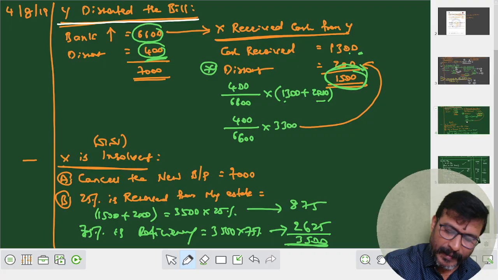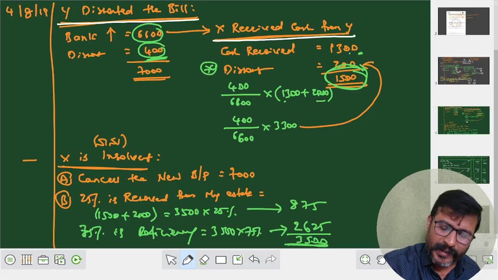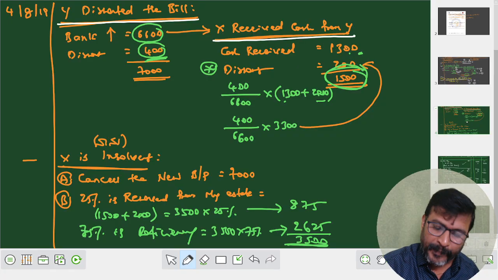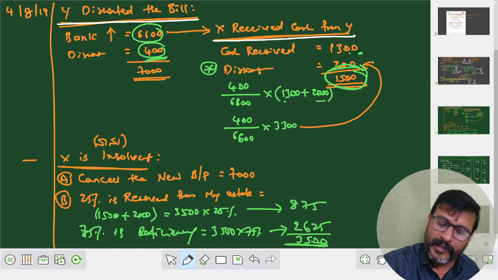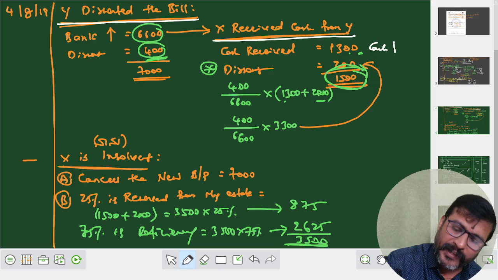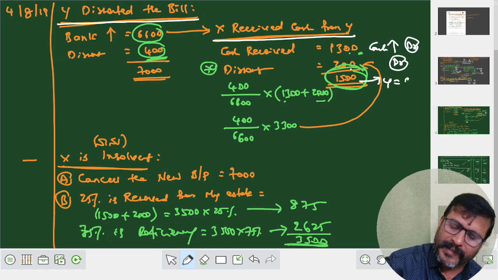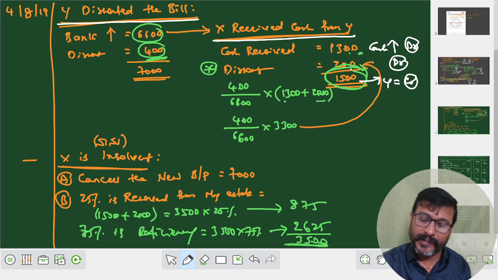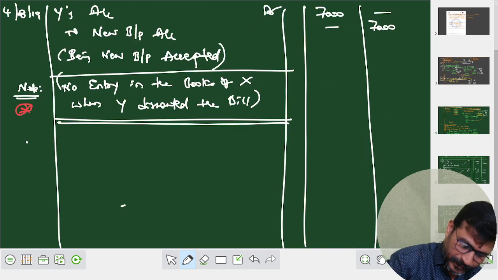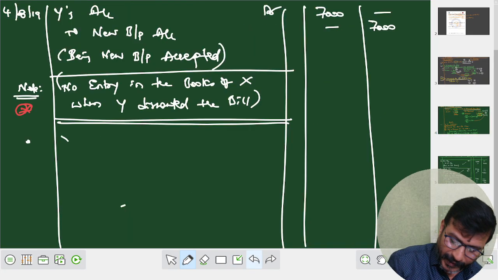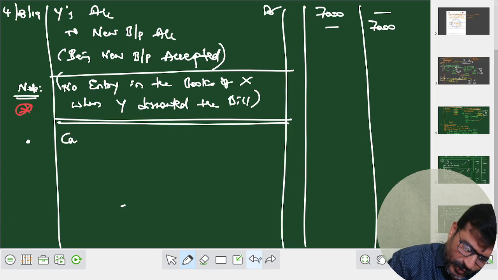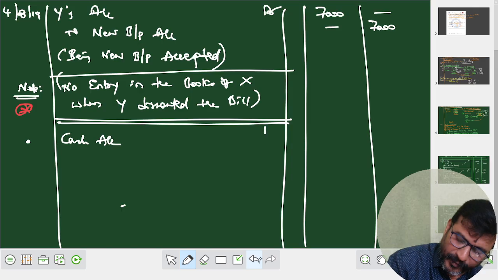He remitted some amount to X. So I wrote X received cash from Y. What happened? X received cash. So your cash increases. It is to be debited. Discount is an expense. It is to be debited. Now Y is to be credited. For this, journal entry is cash account debit. Either you use cash or bank. I preferably use cash account. Debit.